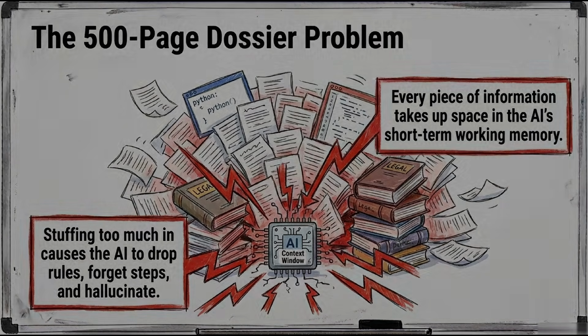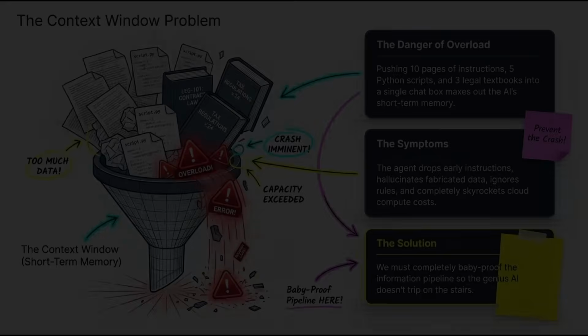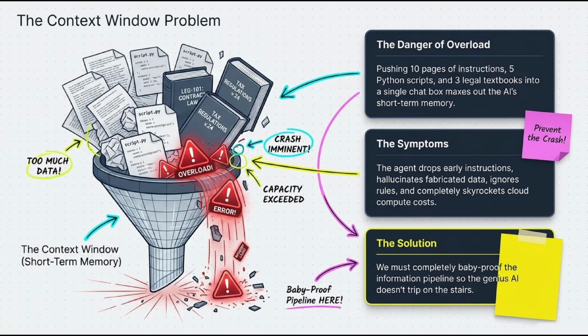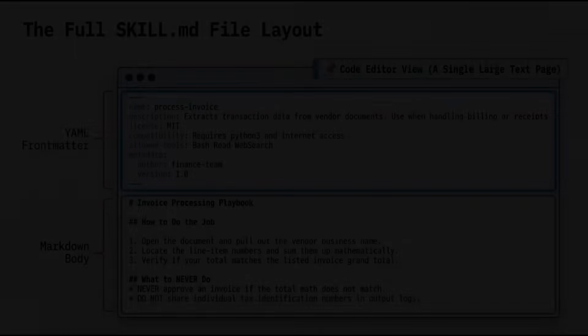And that is literally the defining challenge of AI right now. Every time you feed an AI information, it takes up space in what we call its context window. The short-term memory. Exactly. You can think of the context window as the AI's short-term working memory. If you stuff too much into that short-term memory, the AI starts dropping things, forgetting rules, and hallucinating entirely. So how does the playbook fix that?